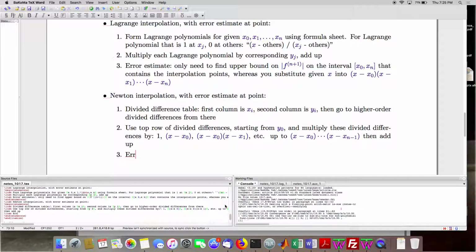So error estimation. No difference in the procedure there, just because it's Lagrange versus Newton. That has no effect.